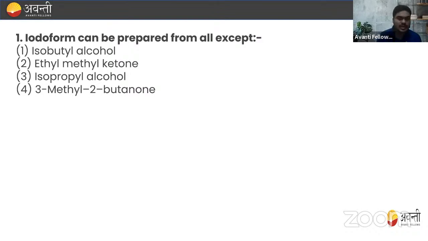So the first question is: iodoform can be prepared from all except, tell me which one of these cannot be used to prepare iodoform. So iodoform can be prepared from all except which of the following? So we all know that for the iodoform, someone says 3. Anyone? Does anyone want to say something else?